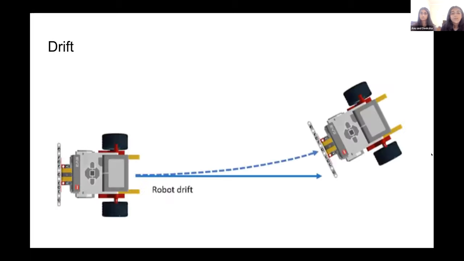Okay, a little bit more on robot drift. As I mentioned previously, the farther your robot travels, the more it's going to drift. This can happen because the wheels are not aligned properly, or you started your robot off at too much of an angle. All these things can cause your robot to drift as it goes to missions.